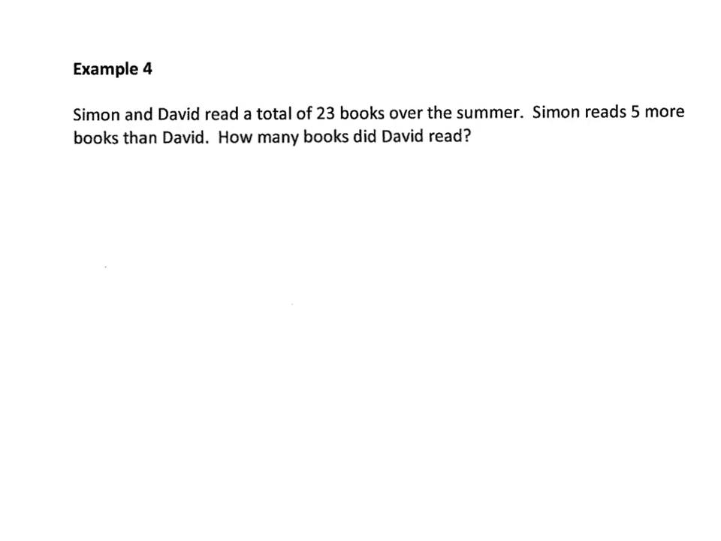Okay, for this last one, it's example 4. Simon and David read a total of 23 books over the summer. Simon reads 5 more books than David. How many books did David read? So, this is a question where we need to set up a system of equations because we are solving for two things.